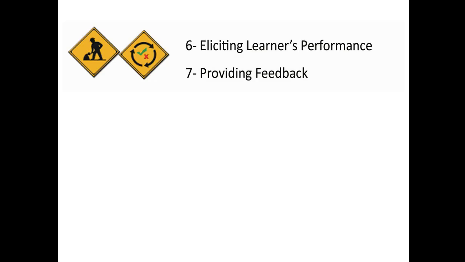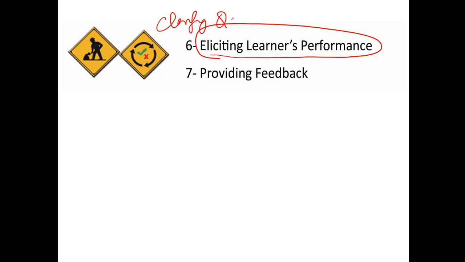And the seventh thing is providing feedback. Here you can ask questions, but that question can be a clarifying question as well. So there are different types of questions, but once you elicit the learner performance, you just ask it, and then you provide feedback, and wherever correction is needed, you have to correct that particular problem at once, like you present the objective at once.